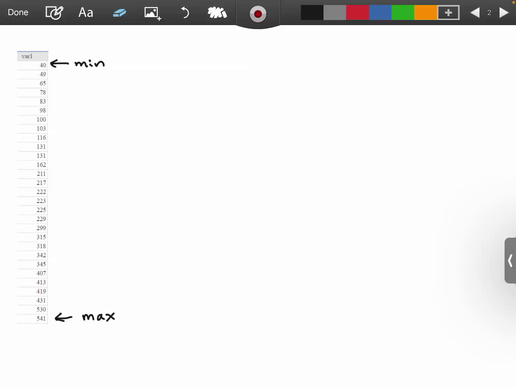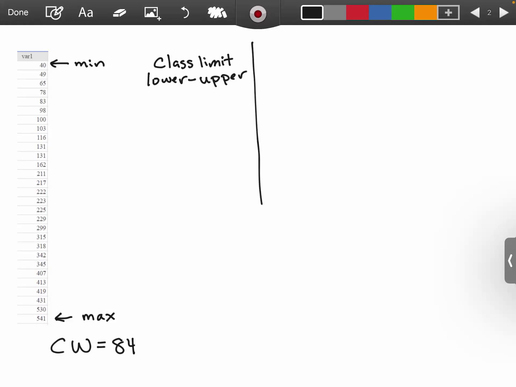So remember our class width. We figured out our class width was 84. Let me make a note of that. If we want to figure out our class limits, there's going to be a lower limit and an upper limit. I'll just use a hyphen notation, so lower to upper. This is not a subtraction. I'm just saying we'll put the lower number first and the upper number second, just to make it a little bit easier on us.